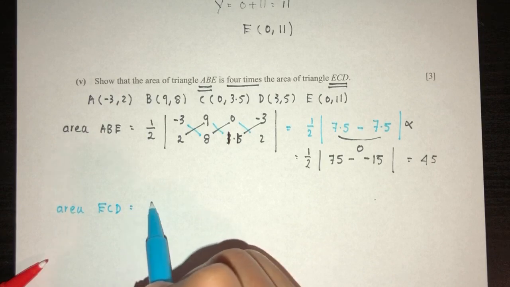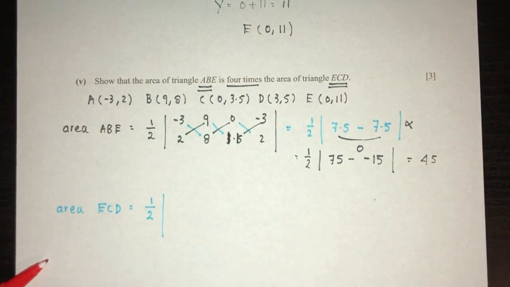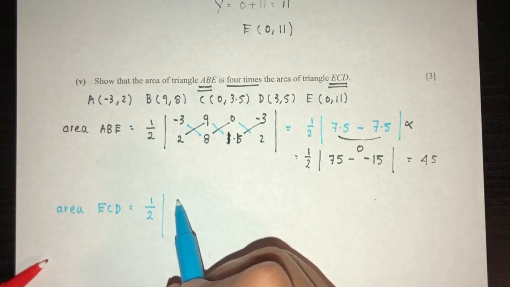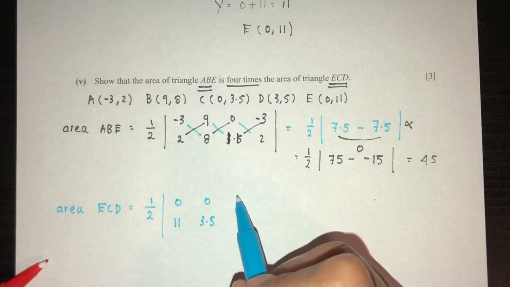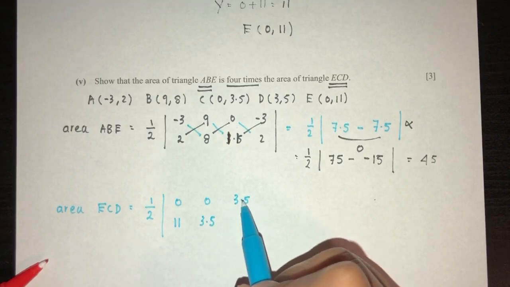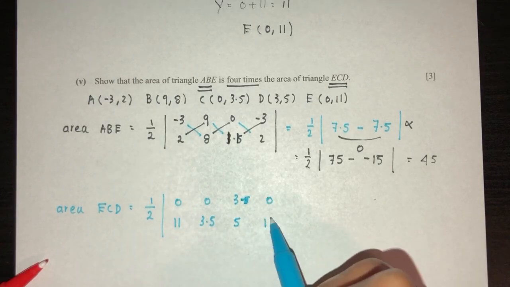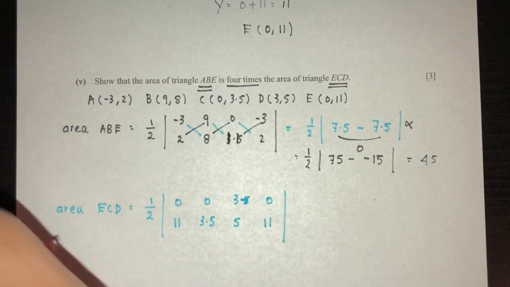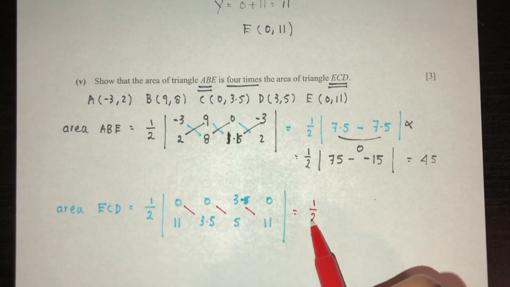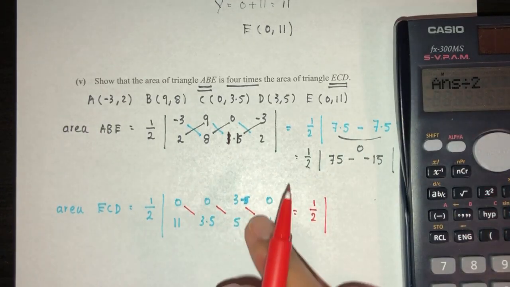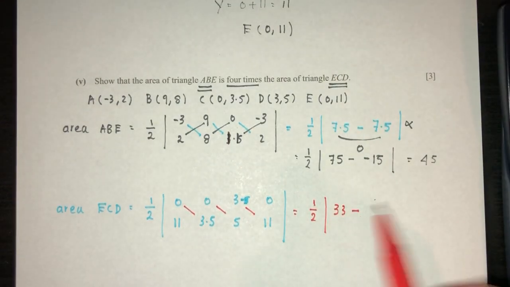So let's do that. ECD. So make sure you choose the right points, because you see there's a pretty dumb mistake. You should not be making those mistakes. E is 0, 11. C is 0, 3.5. D is, sorry, 3 and 5. When you begin with the point, you have to end with the same point. Will be first in this direction. So half. So 0, 0, this will be 3 times 11. That will be 33.